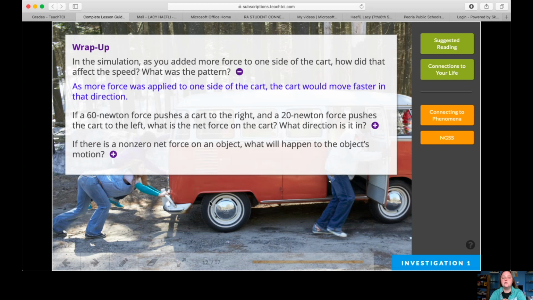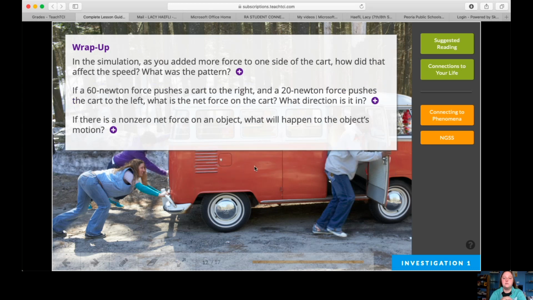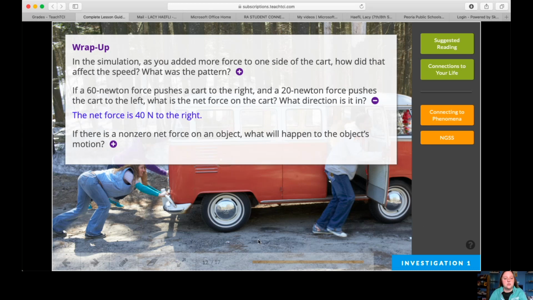Okay, so if 600 newtons of force pushes a cart to the right and 200 newtons of force pushes the cart to the left, what is the net force on the cart and what direction is it in? So we would take 600 minus 200, and that would give us 400 newtons of force. And since there was more force to the right, it would move in the direction of the right.